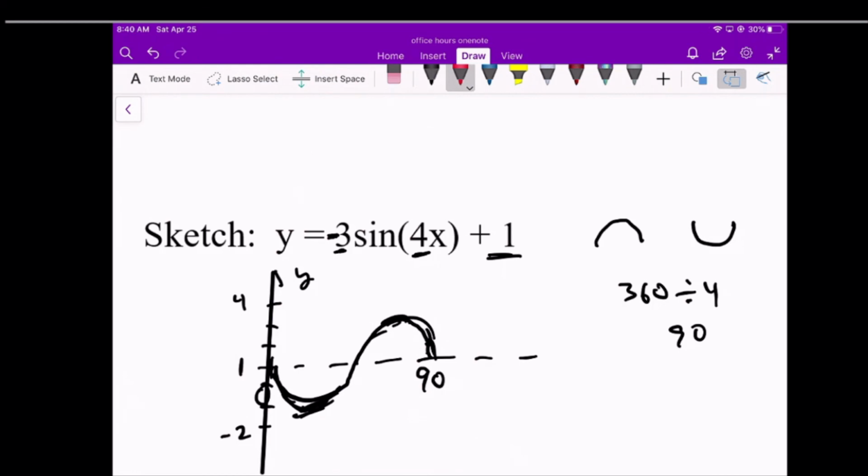The y-axis would be right there. This is 1, then this is 0. And we're all set. We got the graph. Oops, that's not a y-axis, that's an x-axis. There we go.